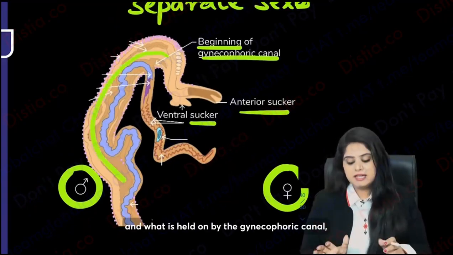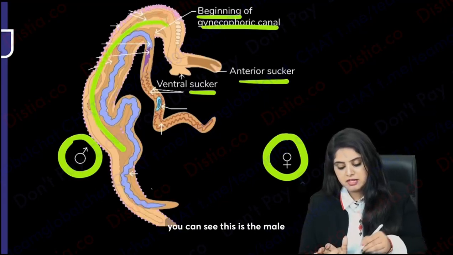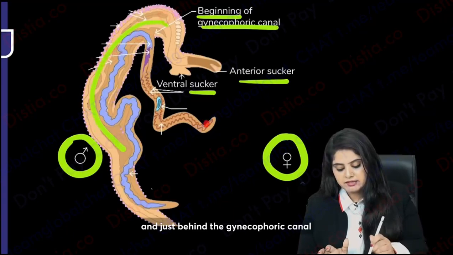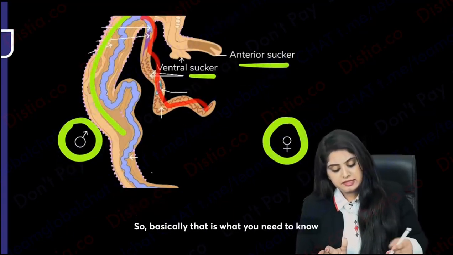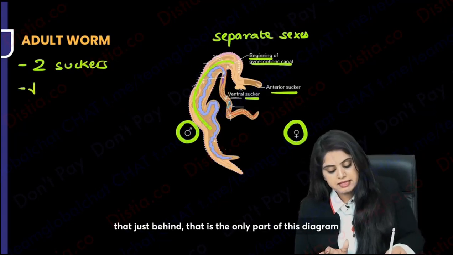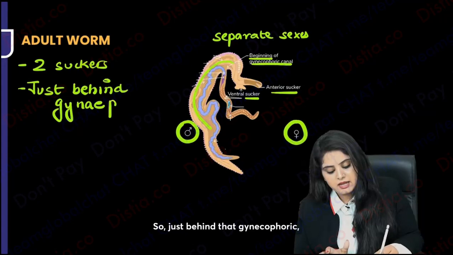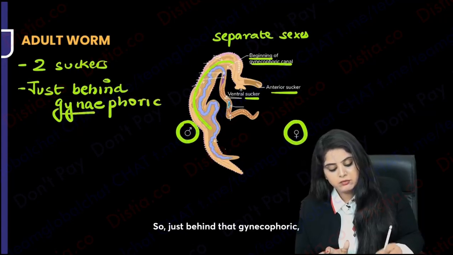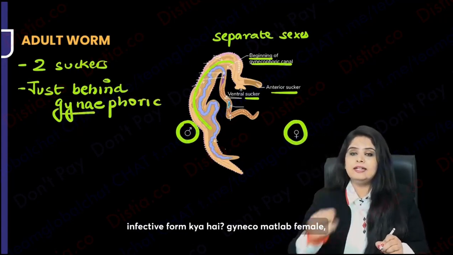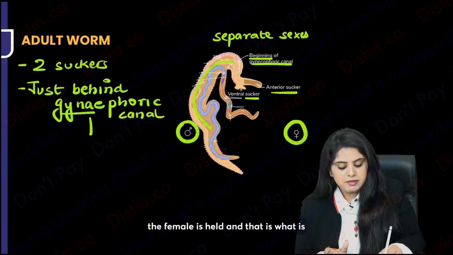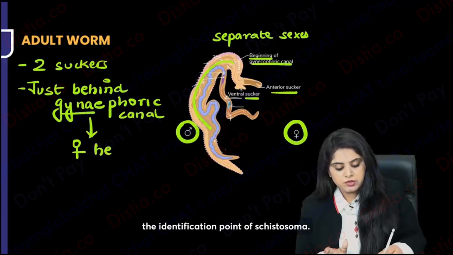What is held on by the gynecophoric canal? You will see, the big one, you can see this is the male, and just behind the gynecophoric canal, it has held on to the female. So basically, that is what you need to know. That is the only part of this diagram that you have to know. Gyne means female, the canal holds on to the female. Just behind the gynecophoric canal, the female is held, and that is the identification point of Schistosoma.